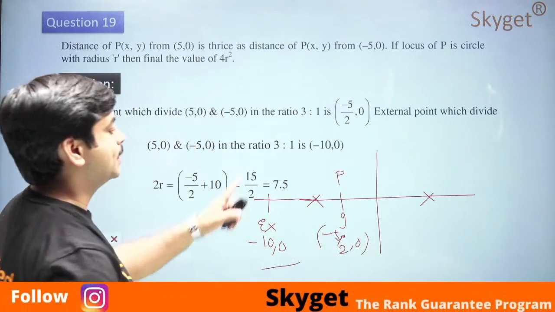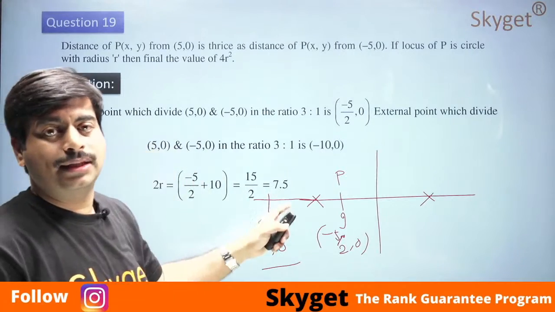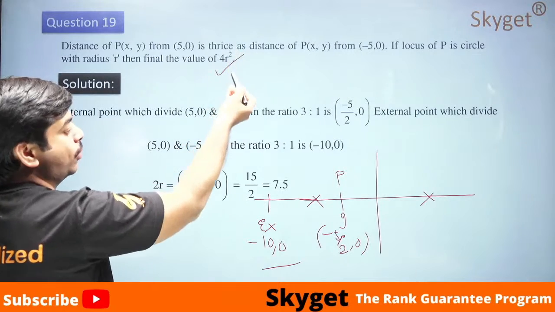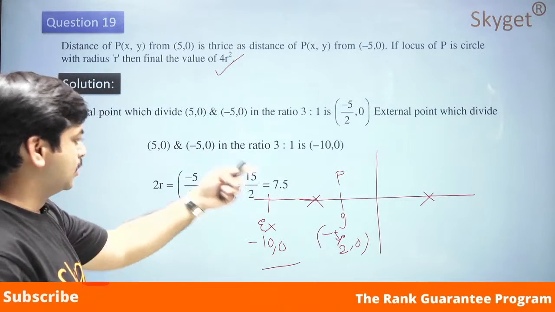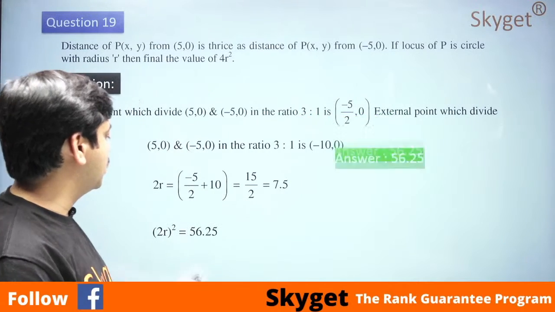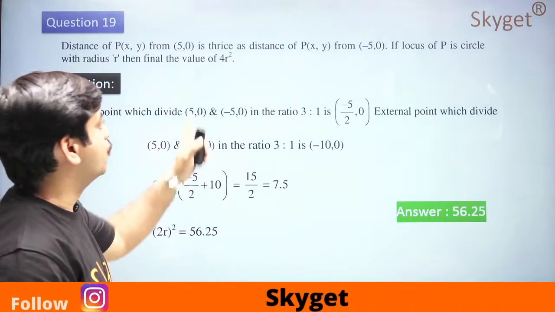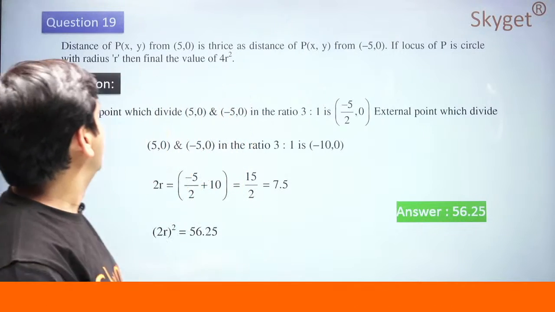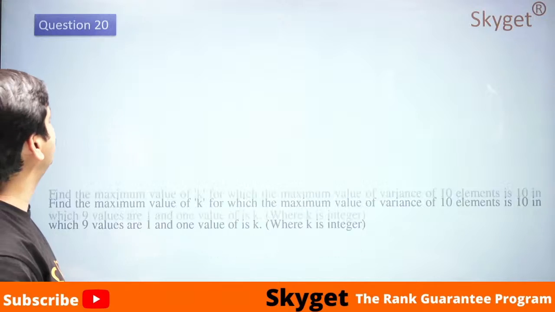The distance between these two will be 7.5. That is the diameter, which is equal to r. So if you square that, you will get 4r square. So 7.5 whole square will give you the answer, and that becomes 56.25. The question is asked for 4r square, so don't directly keep the value of r. Okay, this was the 19th question. Let's move to the next question, the 28th.